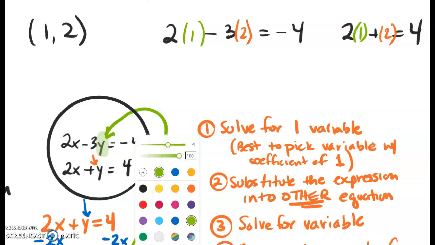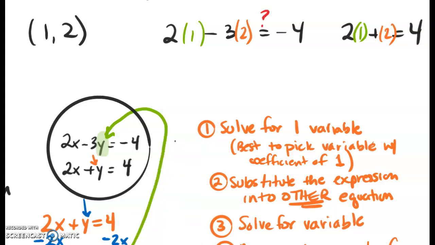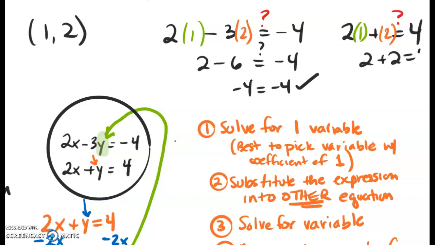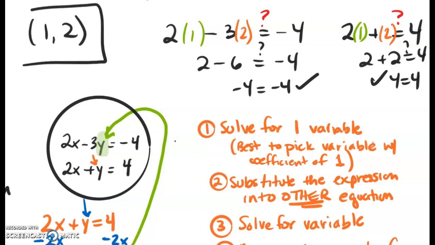And then I asked myself, are these two sides equal? And so over here I have 2 minus 6. Does that equal negative 4? And the answer is yes. So it works there. And then here I have 2 plus 2. Does that equal 4? And the answer is yes. So it works in both. So that is my solution. So that is using the substitution method.